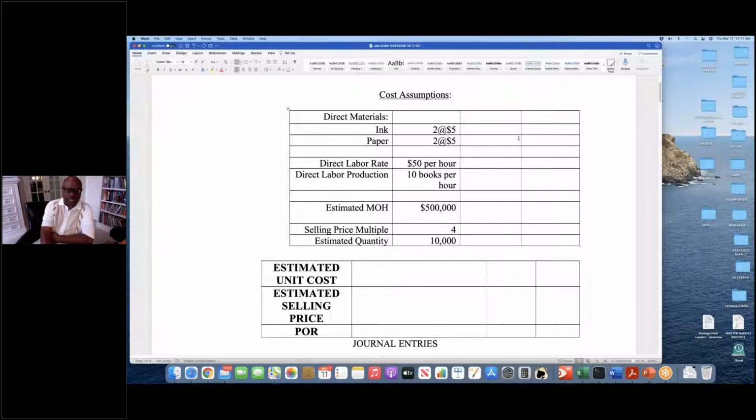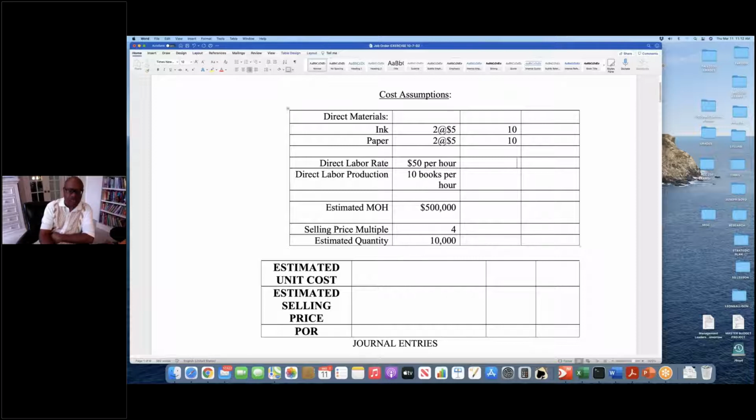Okay. So what you're gonna do? You're gonna have this laid out so you can get the estimated unit cost, selling price, and POR. So I tell you what, we can come here and do the ink right here, 2 at 5 at 10. We don't need anything special. The paper is 2 at 5 at 10. Our direct labor is $50 per hour. We can pay 10 books per hour. So we know we got to do what? Divide or multiply?